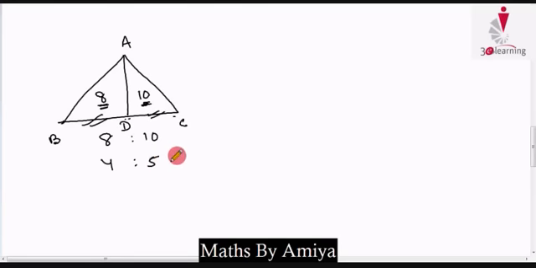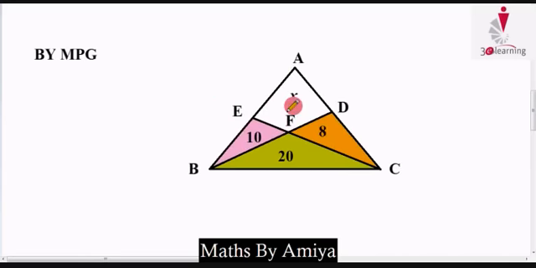MPG is nothing but ratio merger and weight equalization. We use the concept of this common base ratio in the MPG. Okay, check. This is our question. We have to find the value of x. We can say here the areas are 20 and 8 on the base BD, so we can say the ratio of BF and FD is 20 upon 8. BF upon FD is 20 upon 8, which is 5 is to 2.